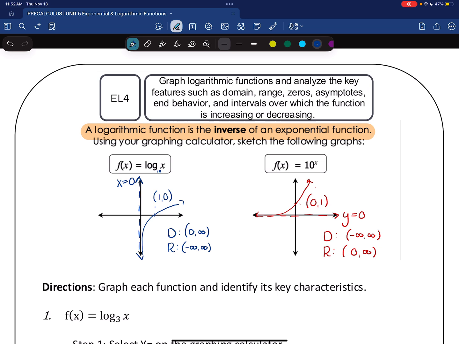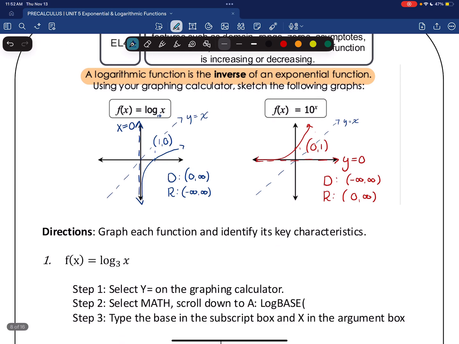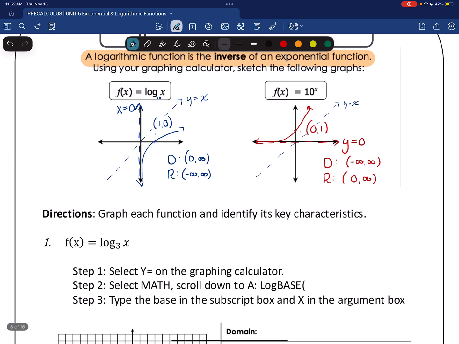They are reflections of one another across the line y equals x, which is this line right here. They just perfectly reflect each other across that line. So that's just something to keep in mind when we're trying to find key features of our functions, especially if what we know is the original function and we're trying to figure out something to be true about the inverse.